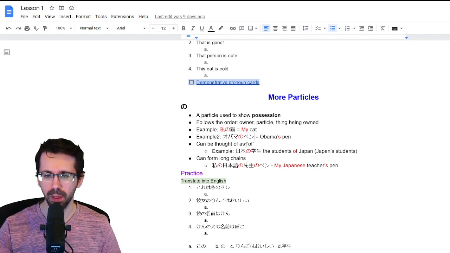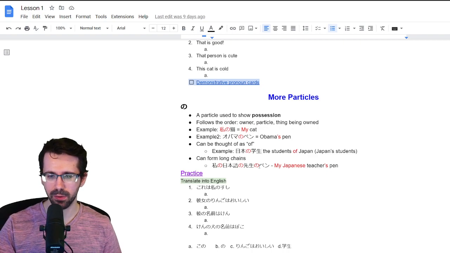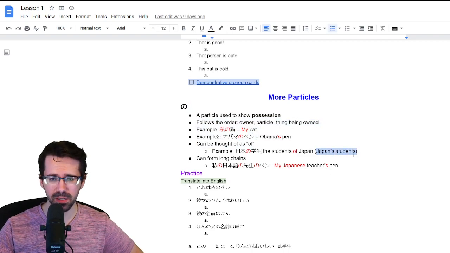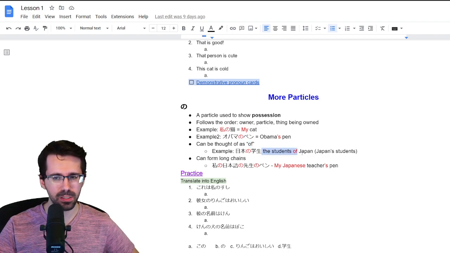There are a few things that we can do that are a little bit more advanced with the particle no. For example, if we're connecting two nouns with no, here we have Nihon no gakusei, and there's a few different ways you can think about this. If you want to think about the more direct translation, using the way that we've learned no, you could think of it as Japan's students and think of it as the possessive version. If you would like, you can think of it as "of" instead and say the students of Japan. Gets us a little bit closer to the natural translation.